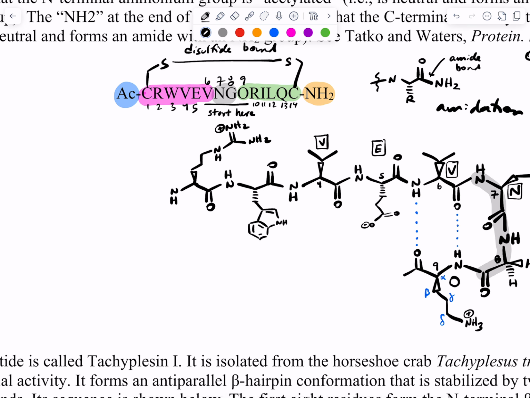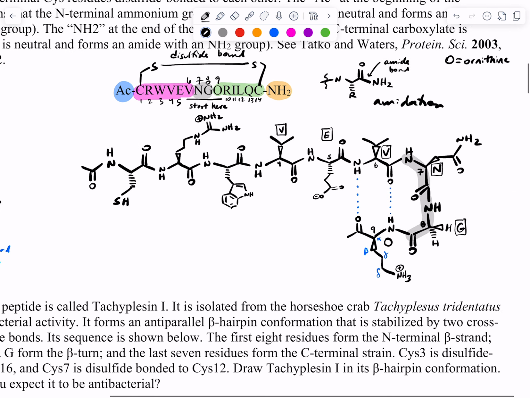And then lastly, we have the N-terminal cysteine, which I'm going to just temporarily draw like this, and then we'll have to form the disulfide bond. And then lastly, you've got an acetyl group. Okay, any questions so far?